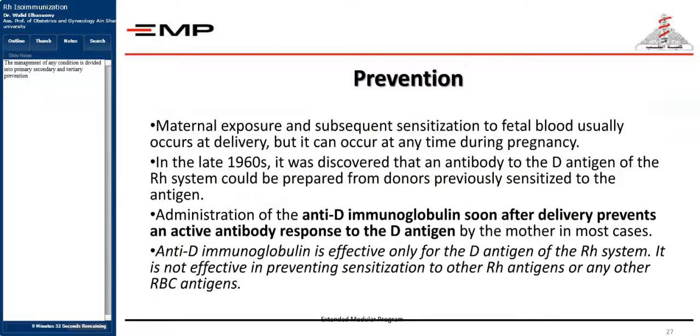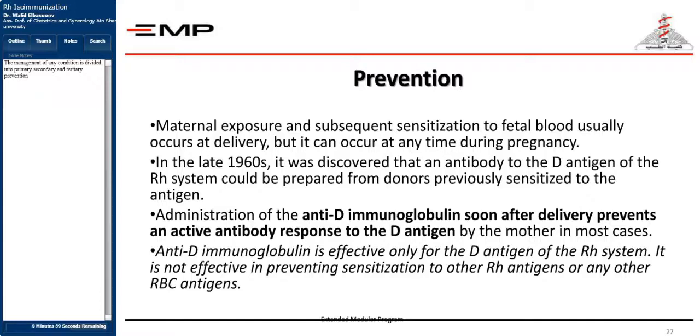The management of any condition is divided into primary, secondary, and tertiary prevention. Maternal exposure and subsequent sensitization to fetal blood usually occurs at delivery, but it can occur at any time during pregnancy. In the late 1960s, it was discovered that an antibody to the D antigen of the Rh system could be prepared from donors previously sensitized to the antigen. Administration of the anti-D immunoglobulin soon after delivery prevents an active antibody response to the D antigen by the mother in most cases. Anti-D immunoglobulin is effective only for the D antigen.